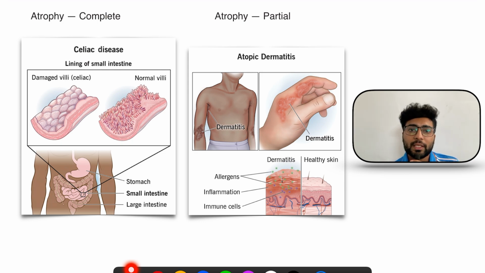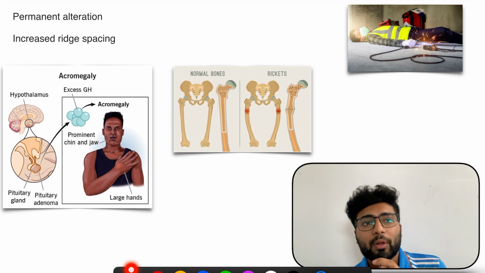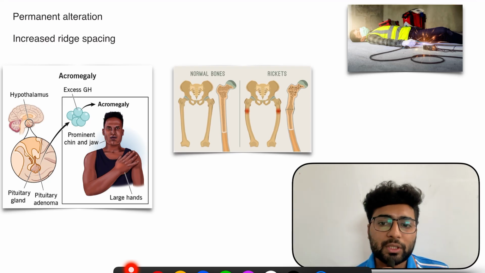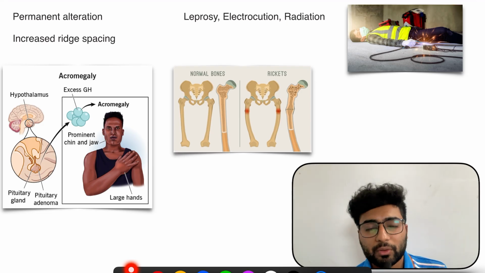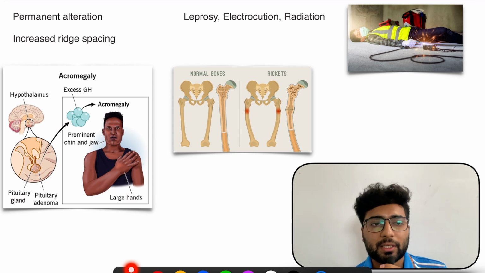Partial atrophy is seen in atopic dermatitis, which is simply skin inflammation or skin disease. So partial atrophy is seen in atopic dermatitis and complete atrophy is seen in celiac disease. Now, permanent alteration. Earlier we studied atrophy; here we are studying alteration. See, alteration is seen in leprosy, electrocution, and radiation. This is electrocution where there is shock encounter. So, leprosy, electrocution, and radiation have permanent alteration.